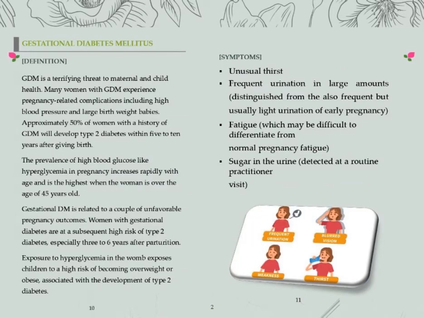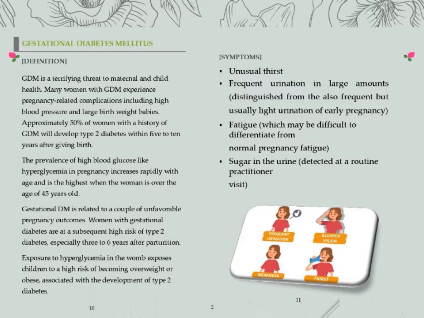Lastly is gestational diabetes mellitus, also known as GDM. This is a terrifying threat to maternal and child health. The prevalence of high blood sugar, like hyperglycemia, in pregnancy increases rapidly with age. Exposure to hyperglycemia in the womb exposes children to a high risk of becoming overweight or obese, associated with development of type 2 diabetes.